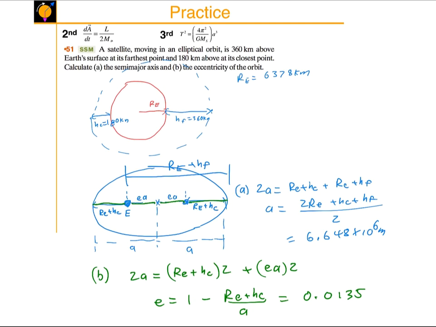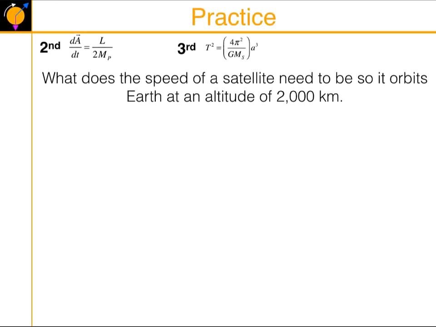So this is just a little bit of geometry. But let's get to more physics-y stuff here. What does the speed of a satellite need to be such that it orbits the Earth at an altitude of 2,000 kilometers? So we're going to go back to an equation we derived earlier. Remember the orbital speed required to orbit something? It's the square root of g times the mass of the Earth over r. So we can use that. What are our knowns? Well, the mass of the Earth is known. It's 5.98 times 10 to the 24 kilograms. We have the radius r of the orbit. It's just 2,000 kilometers, which is 2.00 times 10 to the 6 meters.